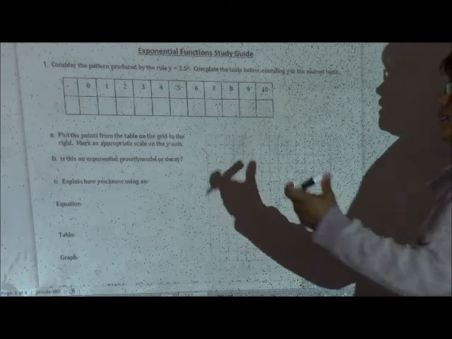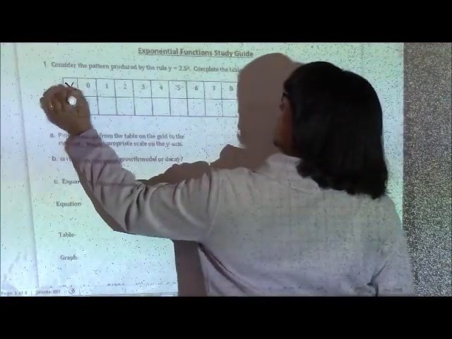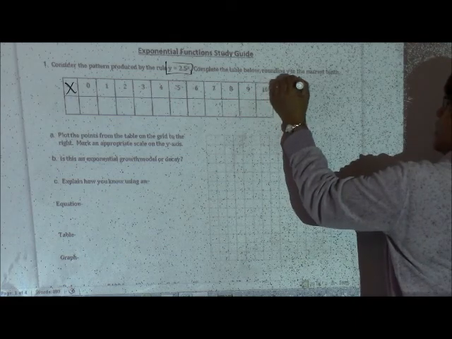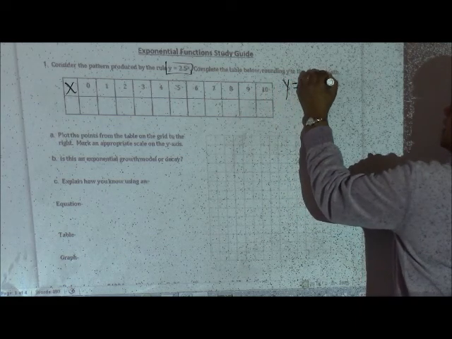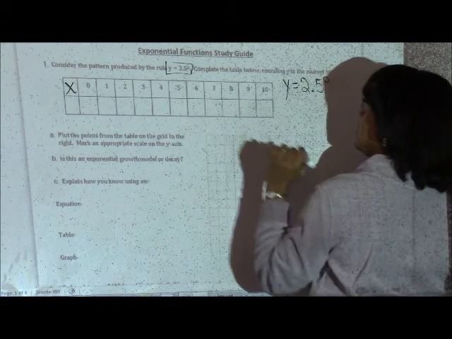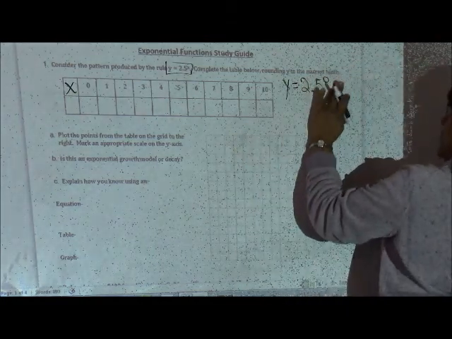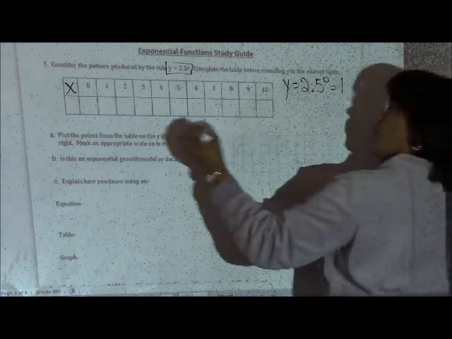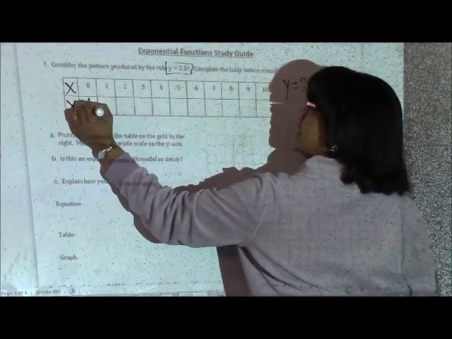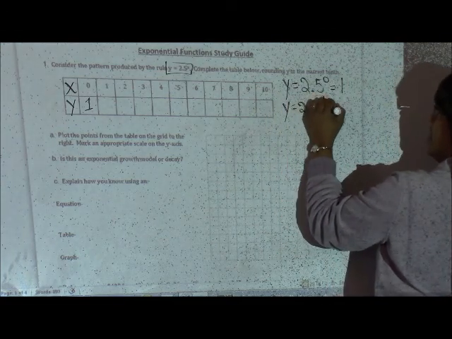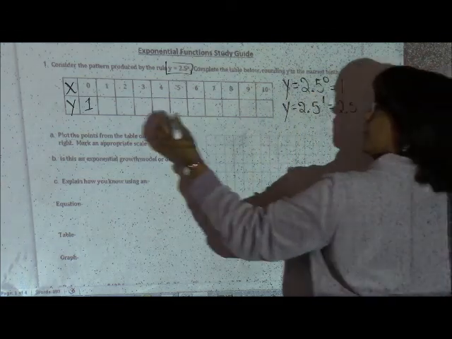So we see this is our x column, and here we have our equation, y is equal to 2.5 to the x. So we plug in each x value, and that gives us our y. So y is equal to 2.5 to the 0, because x is 0 the first time around, and that will give us 1. So when x is 0, y is 1. And then we plug in y is equal to 2.5 to the first power, and we get 2.5.